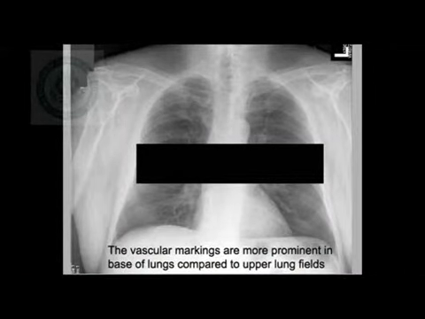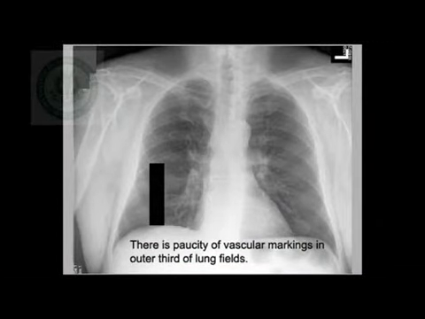Now, about the lung field, the vascular markings, how do they normally look? When you look at the vascular markings, these are more prominent in the lower zones compared to the upper zones. And when you look at the lateral half and the medial half, in the peripheral outer third of the lung, you don't see the vascular markings normally. When you see the vascular markings there, these are considered as pulmonary hypertension, or there is hyperemia in the lung field.